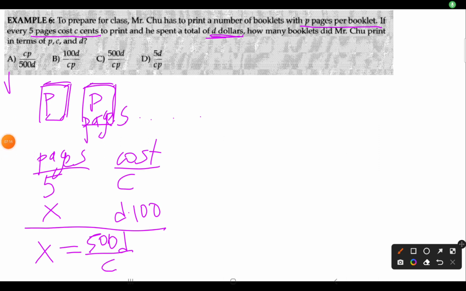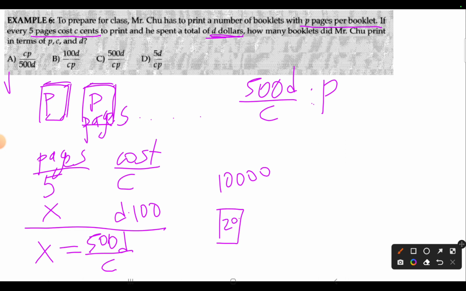What we found is the total pages he printed, 500D over C, but it is divided by booklets. That's why we should divide 500D over C, we also divide by P, because in each booklet we have P pages. For example, he needs to print 10,000 pages into booklets, and each booklet, let's say, is 200 pages. How many booklets will he have? We take it and we divide by 200. 50 booklets, for example.